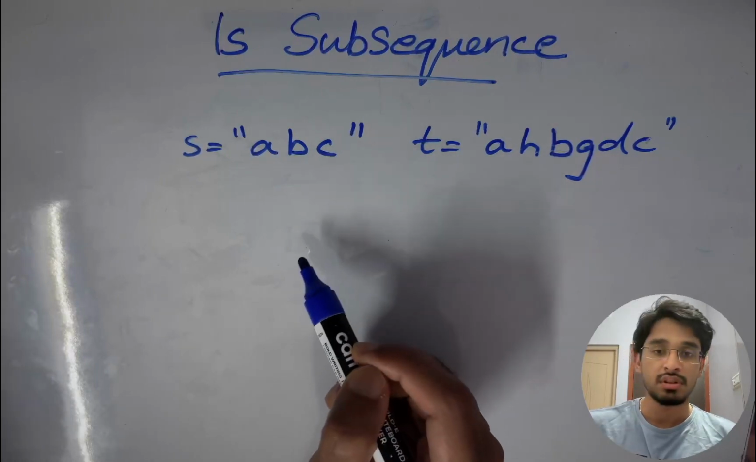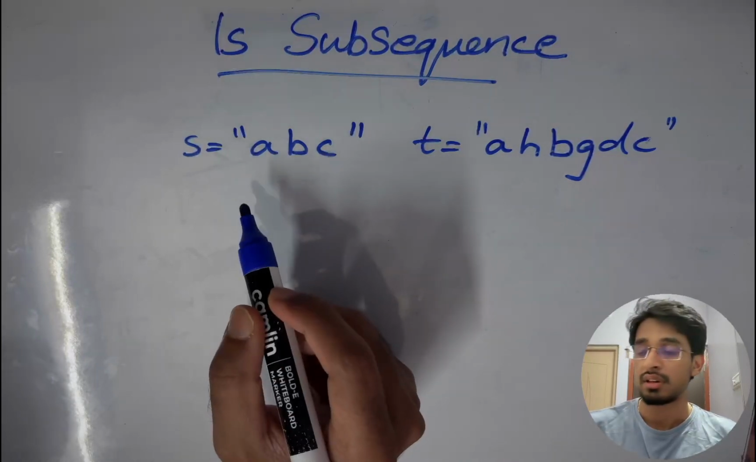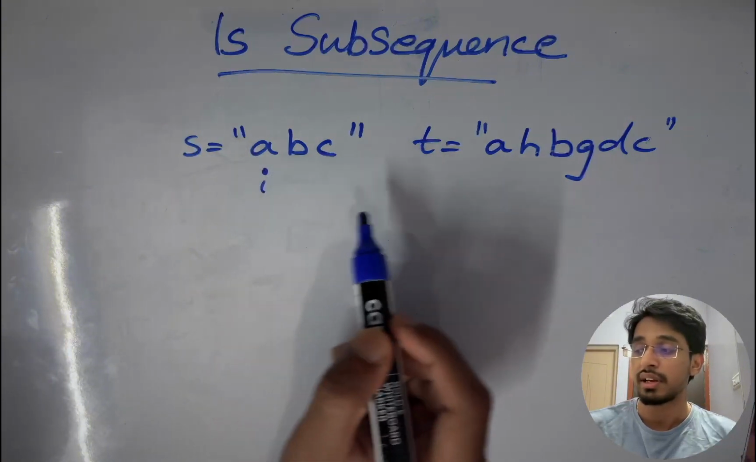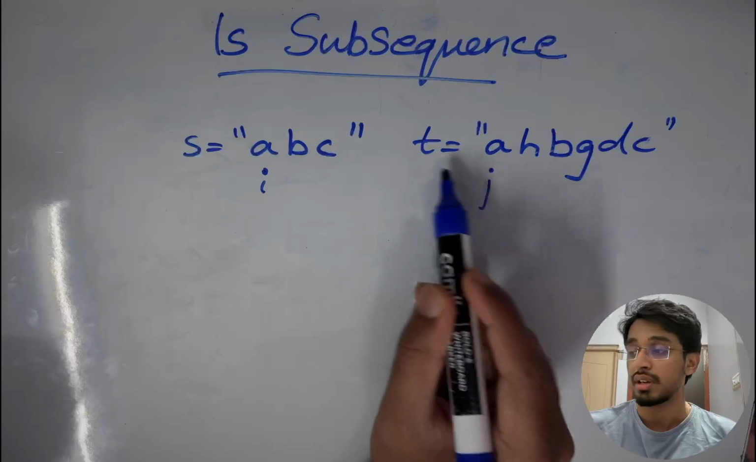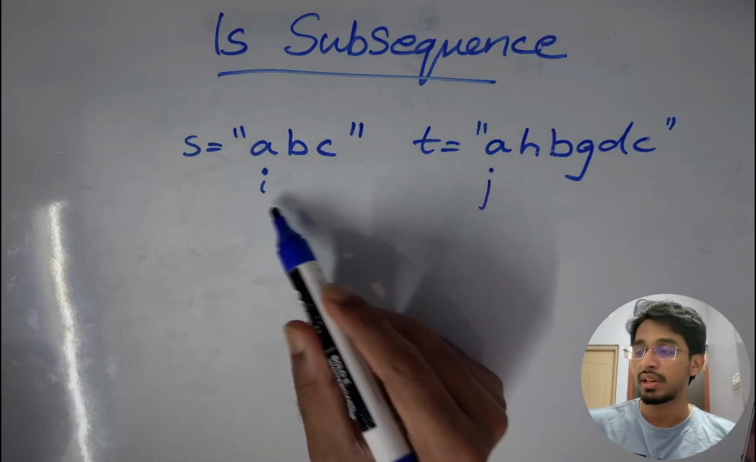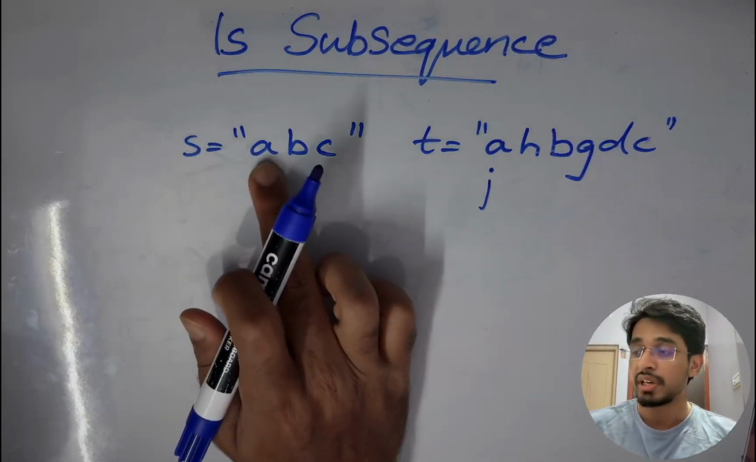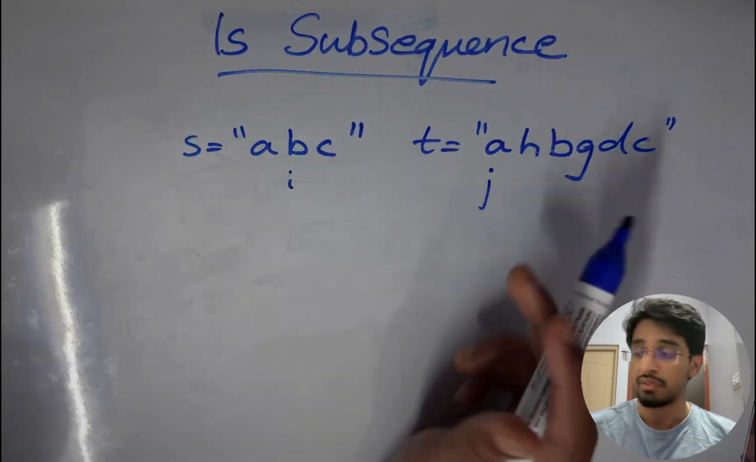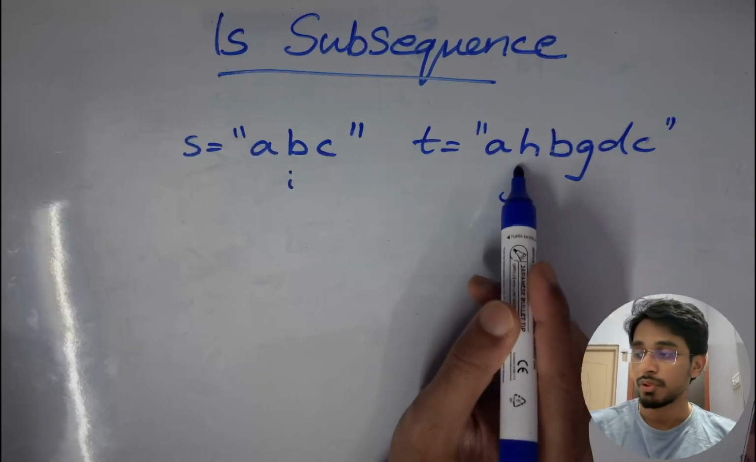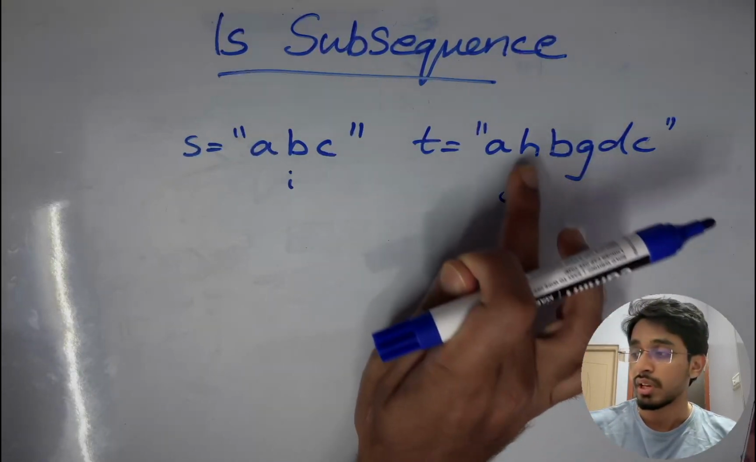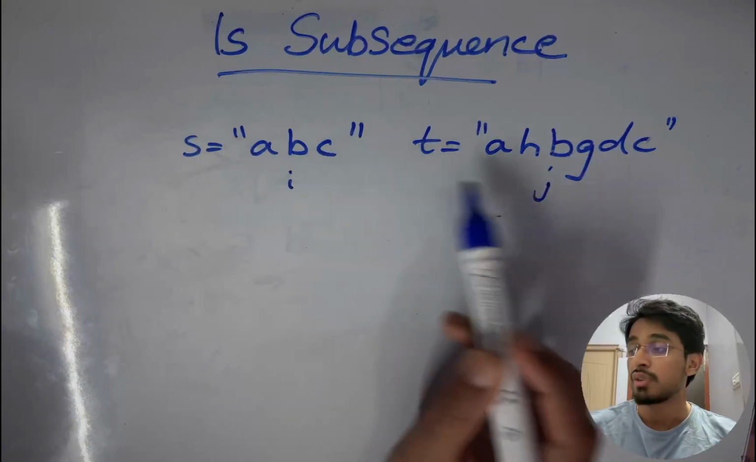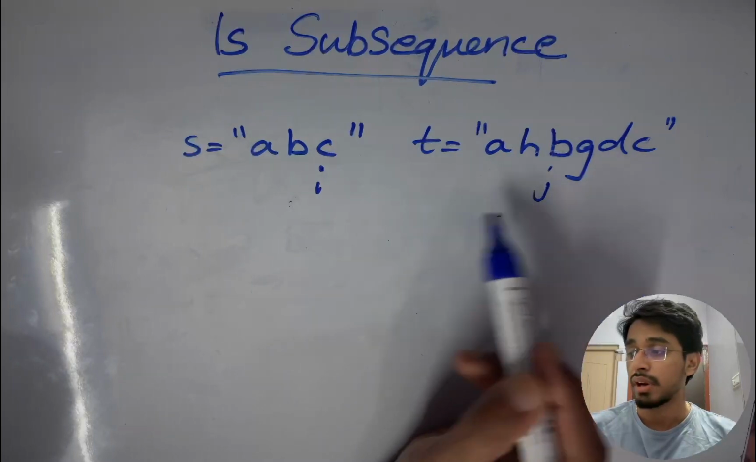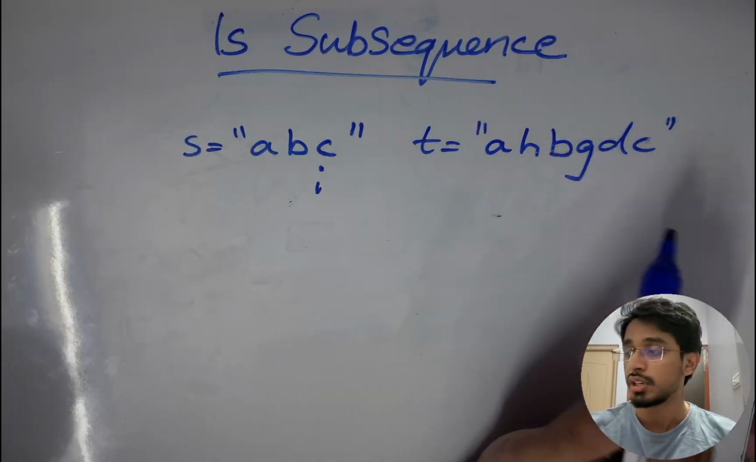To solve this, we can use the two-pointer approach. So let's say I consider i to be at the start index of the S string. So I select i over here, and I can place j over here at the T string. Once we see that i and j both are equal, then we just increment i. If i and j are not equal, then we increment j. Again they are not equal, so again we increment j. Now they are equal, so I increment i. Now i and j are not equal, so I increment j here.